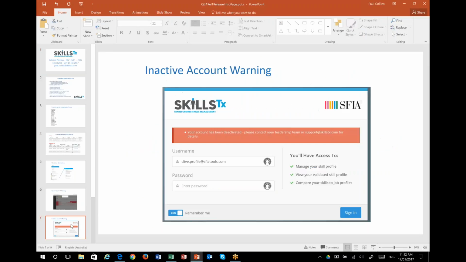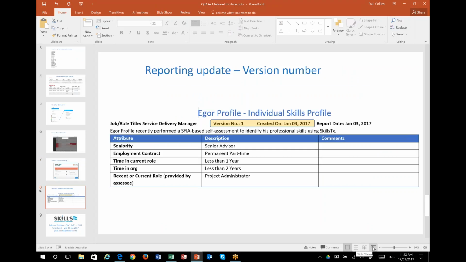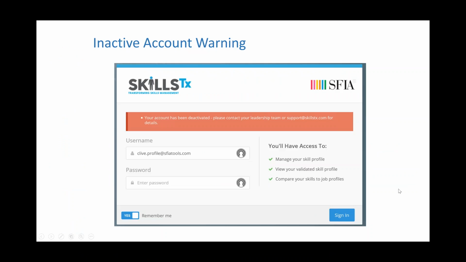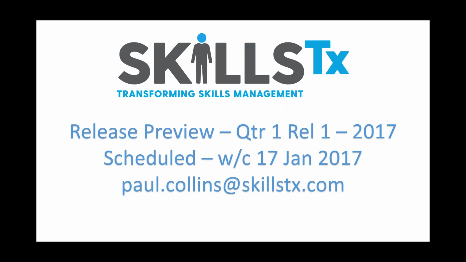So as always, hopefully you'll find that useful, and in fact I've just got one other slide that we'll just have a quick look at. As I mentioned, we've made some changes to the reporting, so what you'll notice in the header of reports, like an individual report, we've now included the version number and the date it was created. So if people do create new versions of their profile, it'll actually reflect that when you run a report. So that's the final feature to cover.